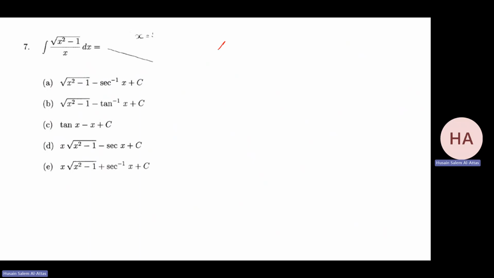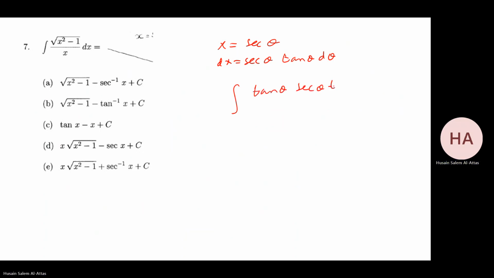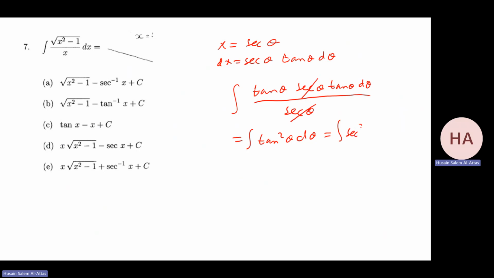This one, very clear. I write x equal secant theta. dx will be secant theta tan theta d theta. Plug the numbers. Secant squared minus 1 will be tan squared, so I have tan theta. I have secant theta tan theta d theta, that is dx. x is what? Secant theta. This is cancelled, so I have tan squared, and I know how to deal with tan squared. I will write it as secant squared minus 1 d theta.